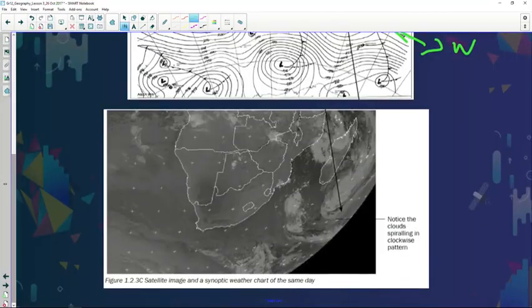If we look at a satellite image, there you can see the band of cloud cover going in a spiraling clockwise circulation, and very importantly, the eye will be visible. Now, what do we know about the eye? It is where subsidence is taking place, sinking air.